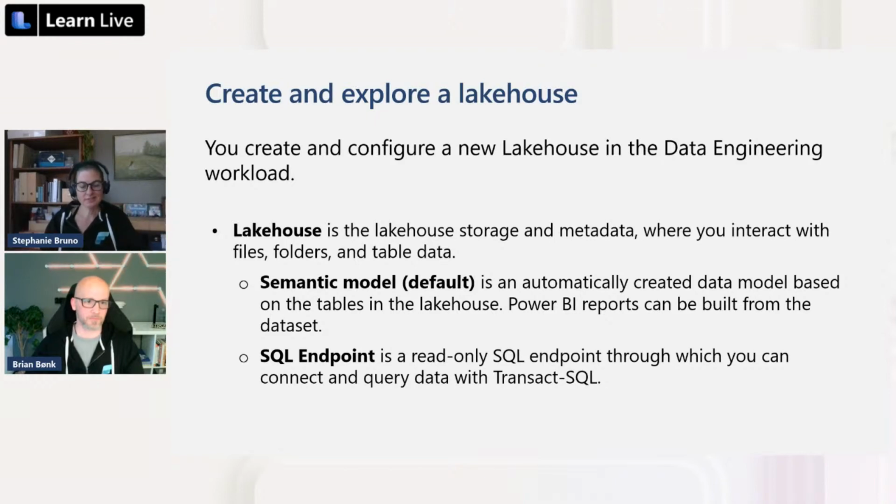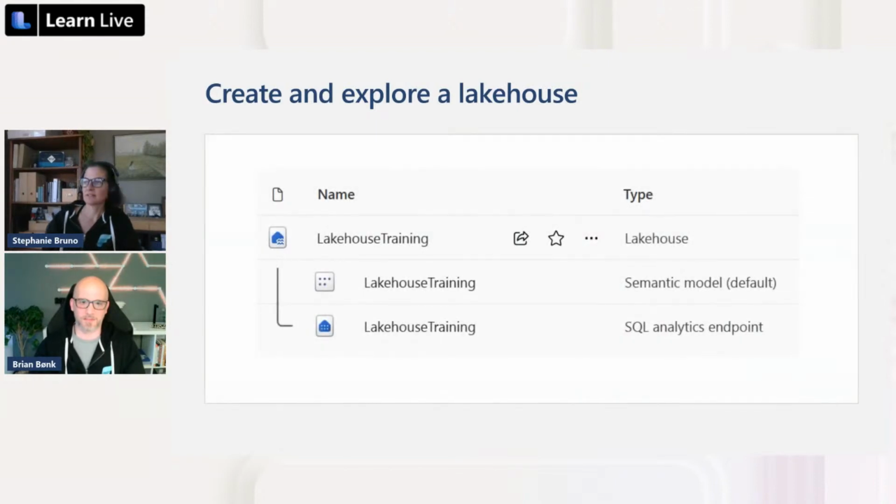So lots of options. You can generally do what you want to do, but you just have to get used to the different methods. So quickly, let's see what these actually look like. This is what it looks like in a workspace. When you create a new lake house, you can see you've got your lake house, and then underneath it, you automatically get these other two items that are created for you.